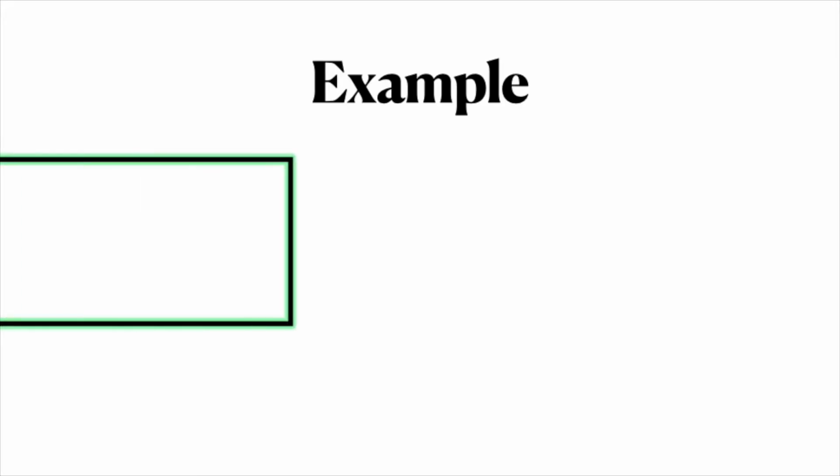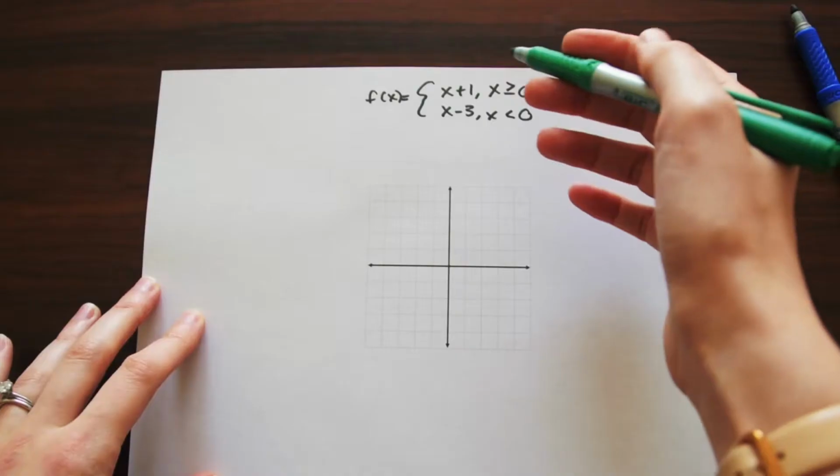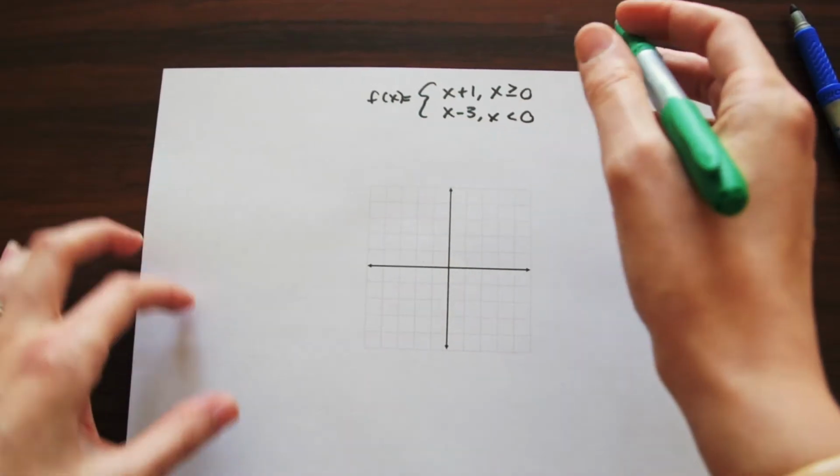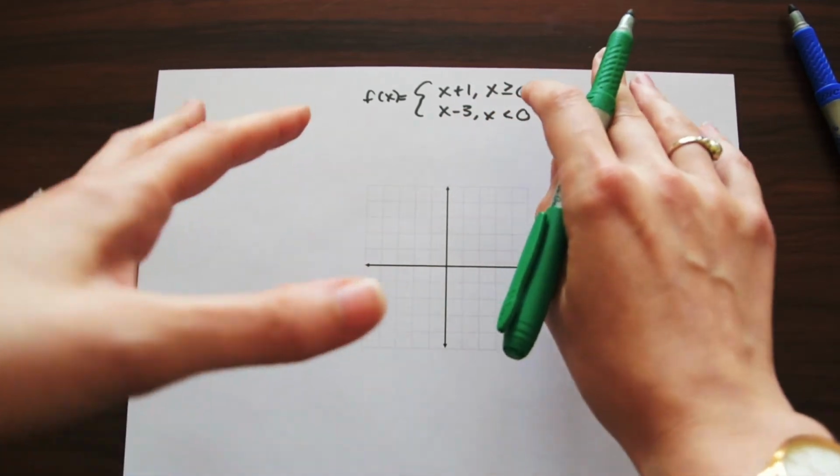We have f of x equals x plus 1 where x is greater than or equal to 0. That's the first part. And then we have the second part that's also part of f of x, x minus 3 where x is less than 0. So all this is saying is for f of x, there's two lines that are a part of it, but they both have limits on their x values.